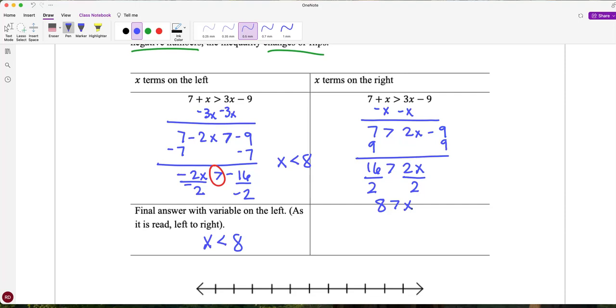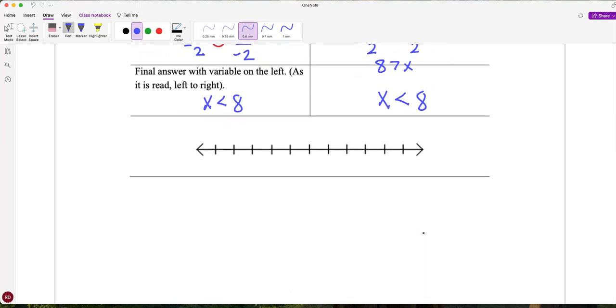Okay. Now, that's not my final answer. I'm going to always start with the variable. This means that x is less than 8. Okay. So this is all the numbers that are less than 8. So to graph this solution, here's the number 8. It's all the numbers that are less than 8.